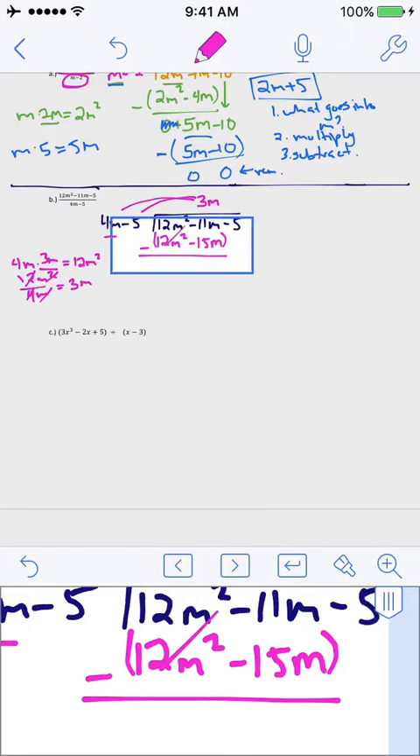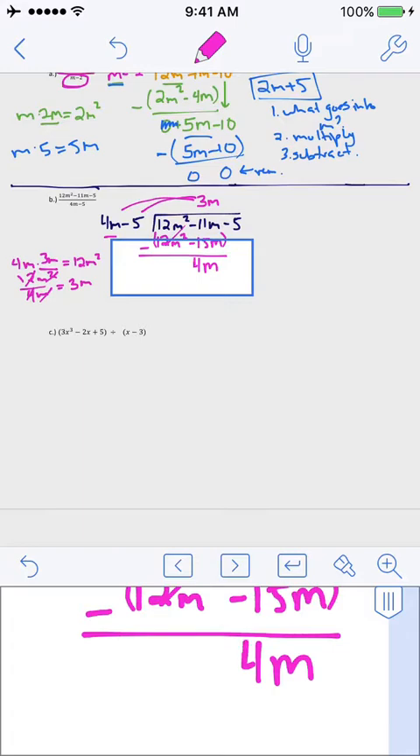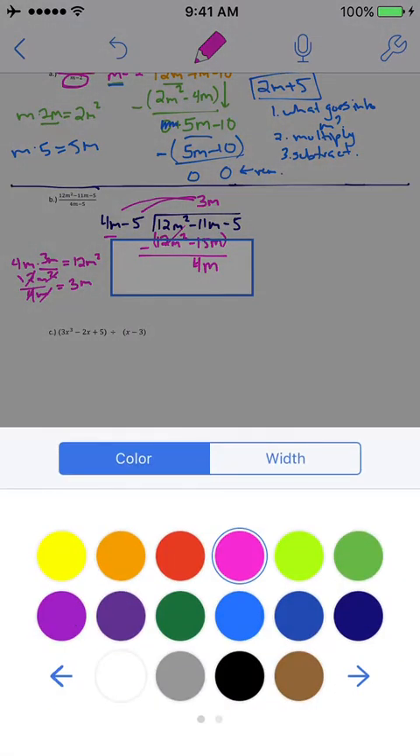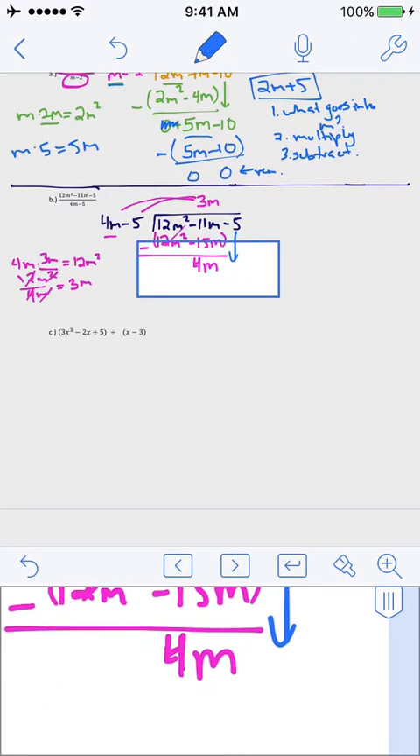Right? And I have to be careful now. Negative 11m minus negative 15m, or negative 11m plus 15m, is going to be a positive 4m. Positive 4m. And then I'm going to drag and drop this negative 5 down. All right.